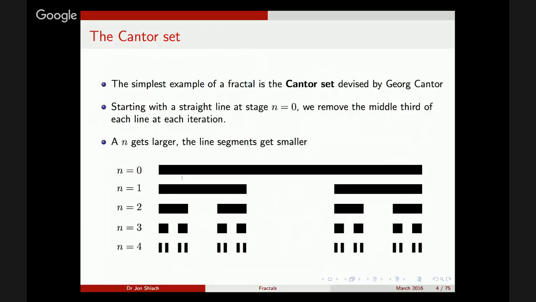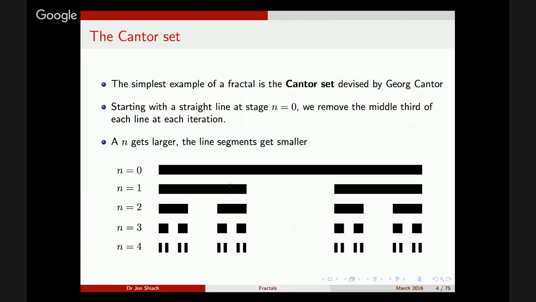And we keep going through multiple iterations. So we say at stage 0 or iteration 0, we just have this black line. At iteration 1, we've taken away the middle third of that line. So now we've got 2 lines at iteration 1. At iteration 2, for each of those lines, we take away the middle third. So for every line, you take away the middle third, and you go on and on and on.